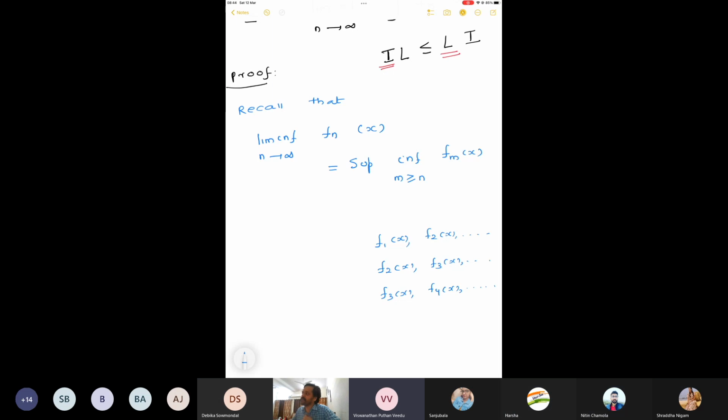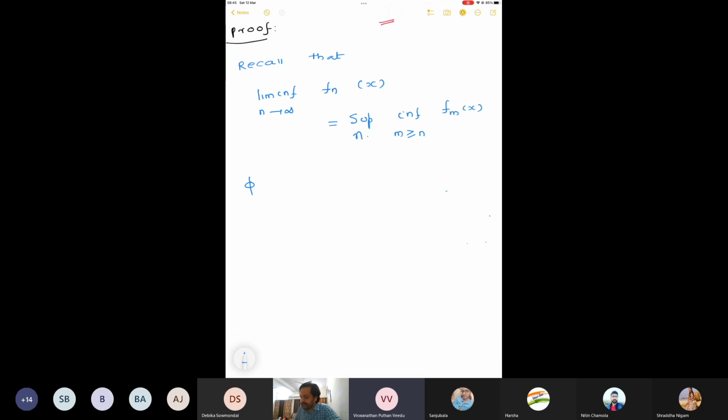Infimum of f1(x), f2(x), etc. will be less than or equal to the infimum of f2(x), f3(x), etc., which will be less than or equal to the infimum of f3(x), f4(x), etc. And then take the supremum. So this is the definition of limit infimum.